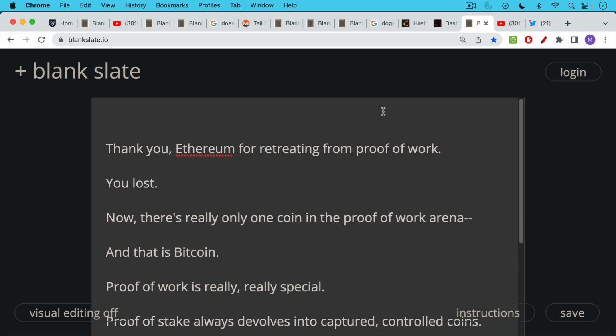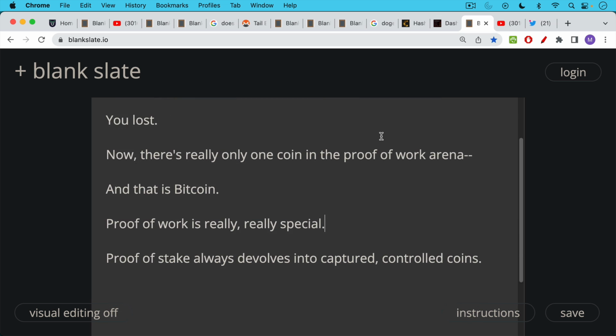I know people will say Ethereum was always planning on transitioning to proof of stake, and there is some truth to this. But if Ethereum had been the number one proof of work coin, I think it would have made people much more hesitant to move to proof of stake. So now that Ethereum has retreated from the proof of work arena, there's really only one coin left there, and that's Bitcoin. Proof of work, as we've said many, many times on this channel, is a really, really special thing, and it helps to maintain Bitcoin's neutrality.